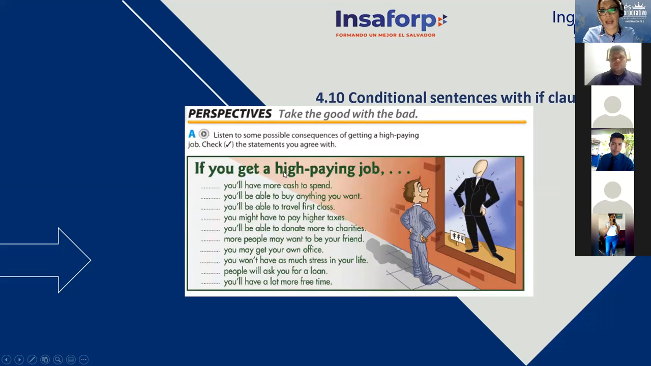Now, if you get a high-paying job, what would be some of these consequences? There are some possible consequences of getting a high-paying job. Like, for example, you'll have more cash to spend. You'll be able to buy anything you want, which is not true. You'll be able to travel at first class. You may have to pay higher taxes. You'll be able to donate more to charities. More people may want to be your friend. You may get your own office. You won't have as much stress in your life. People ask you for a loan. You'll have a lot more free time.